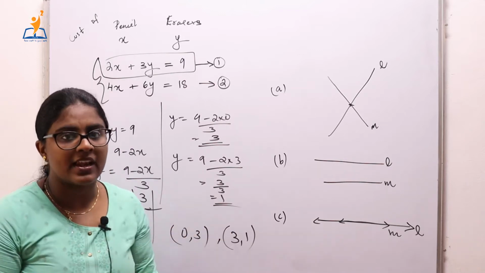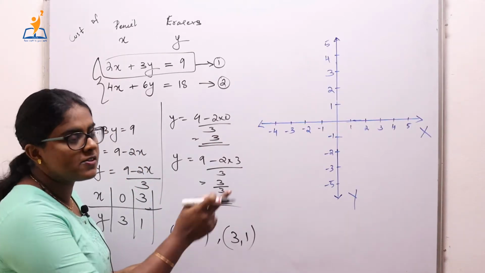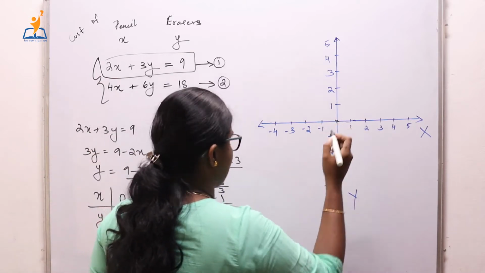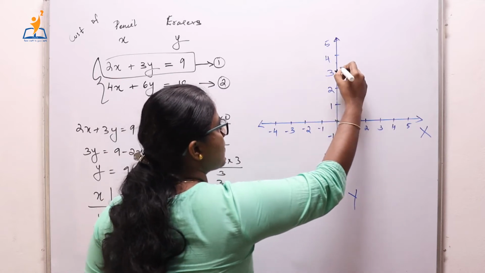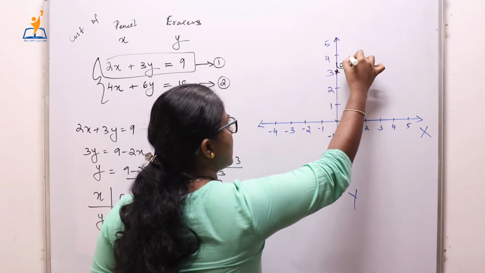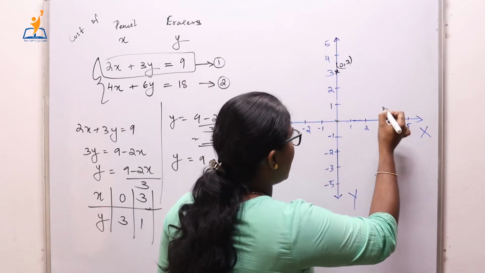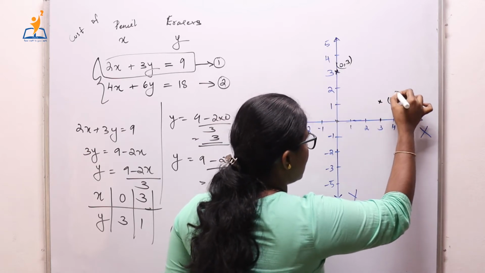Now let's plot it graphically. For the graphical solution, we are going to plot these points on the graph. That is (0, 3): this is 0 on the x-axis and this is 3 on the y-axis. So this is our point (0, 3). Now we will go for (3, 1), that is x is 3 and y is 1. So our point is this, that is (3, 1).